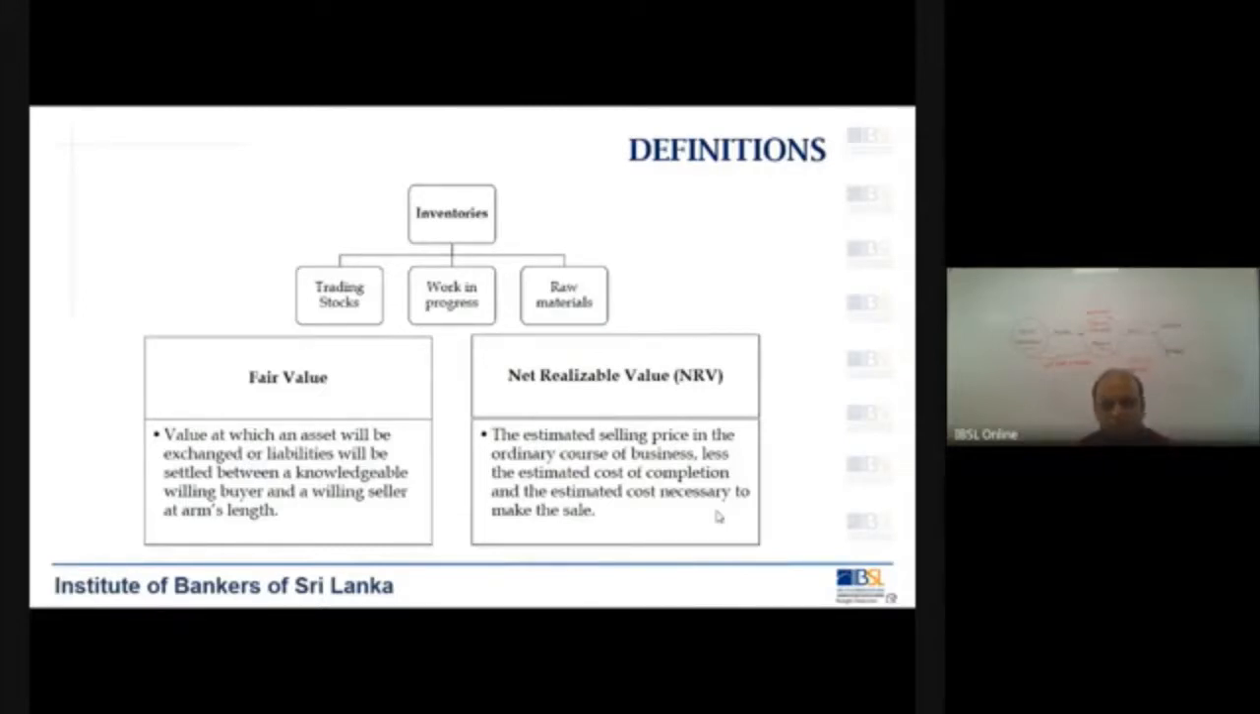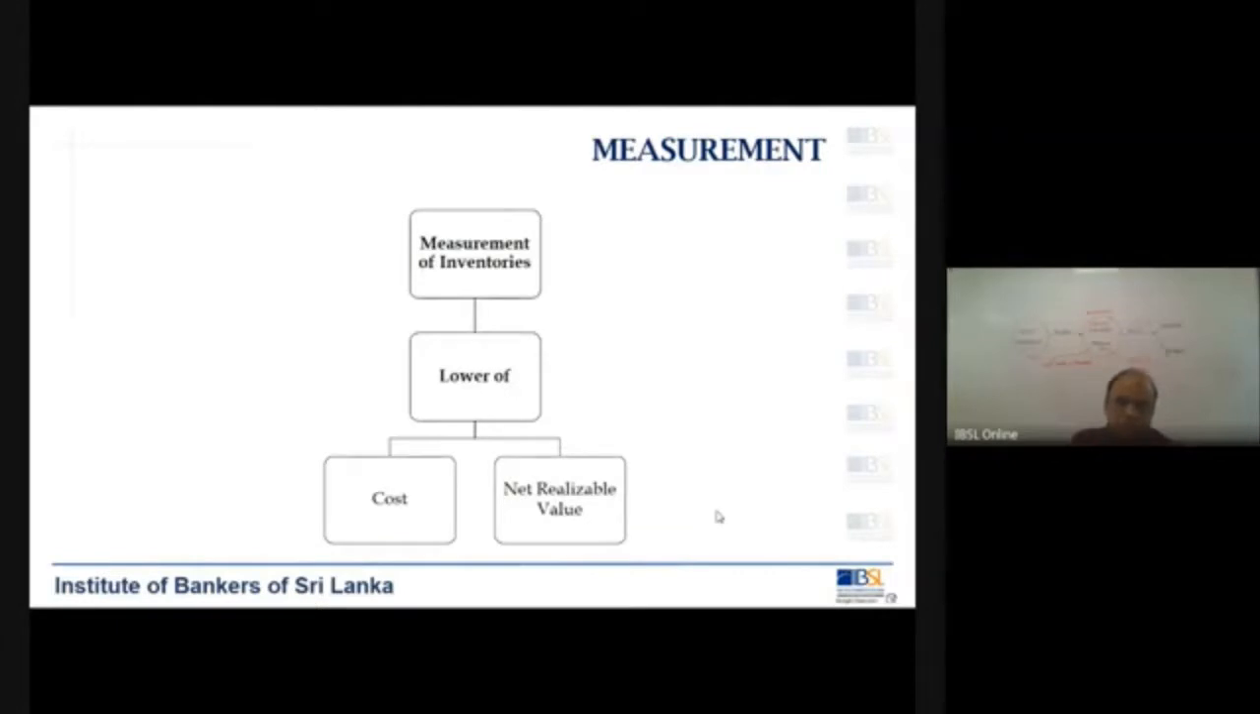Now, this net realizable value will be applicable for all stages of the inventory. It could be trading stocks, or it could be work in progress, or it could be at the stage of raw materials. So like the other two standards that we learned, here also you have to have the measurement. How do I measure the stocks? So you are given two options. One is the cost. The second one is net realizable value. So I have explained to you what is net realizable value now.